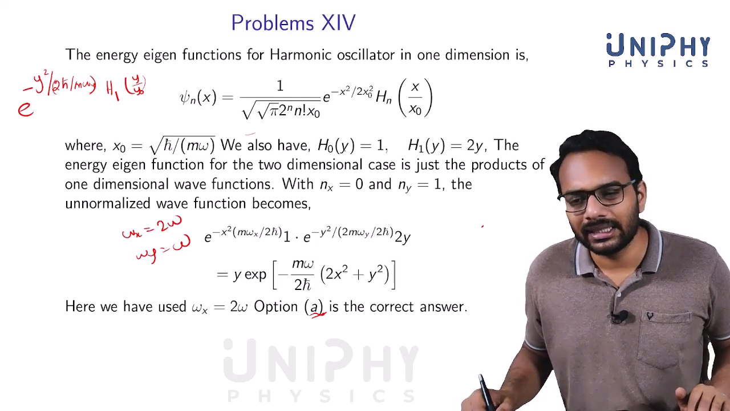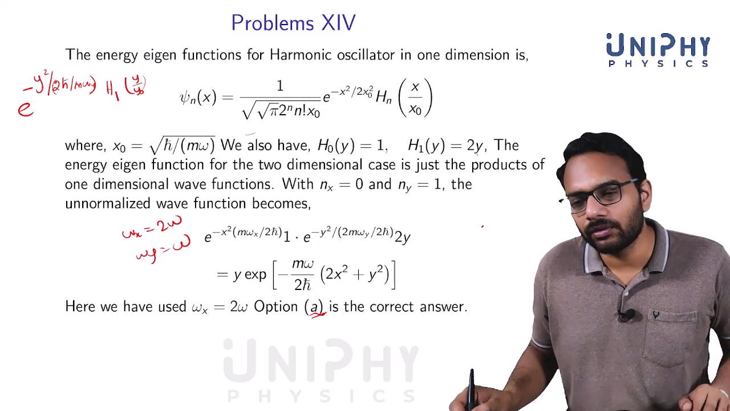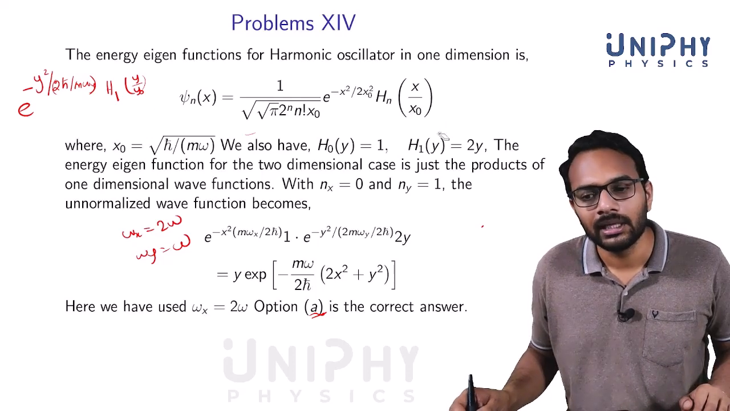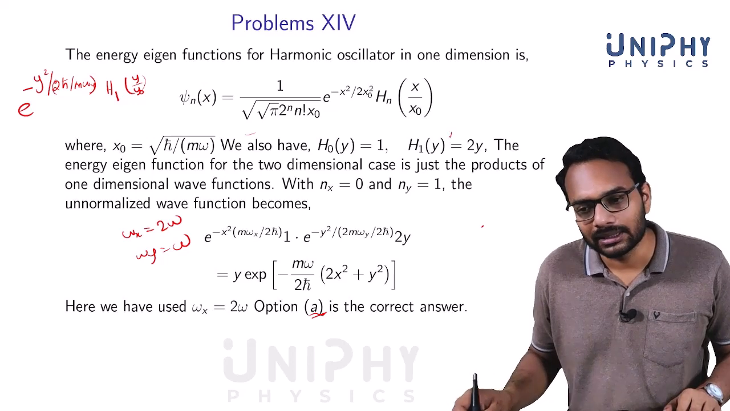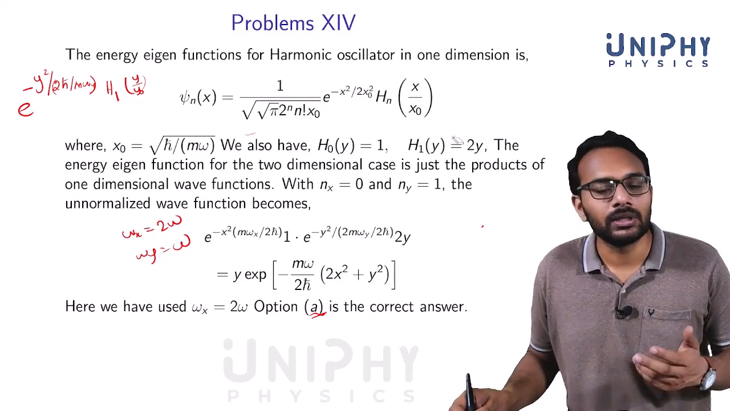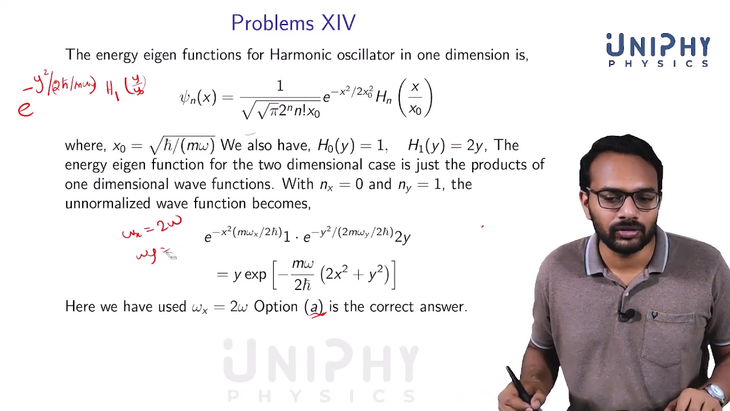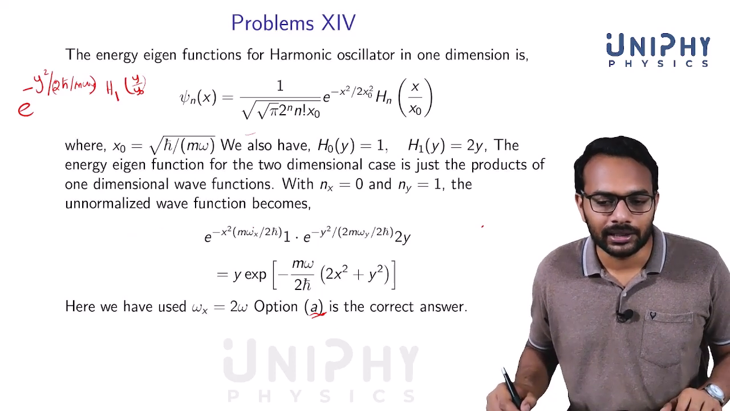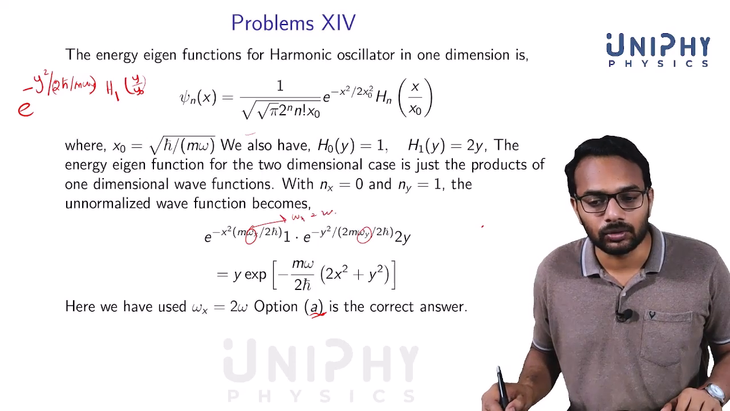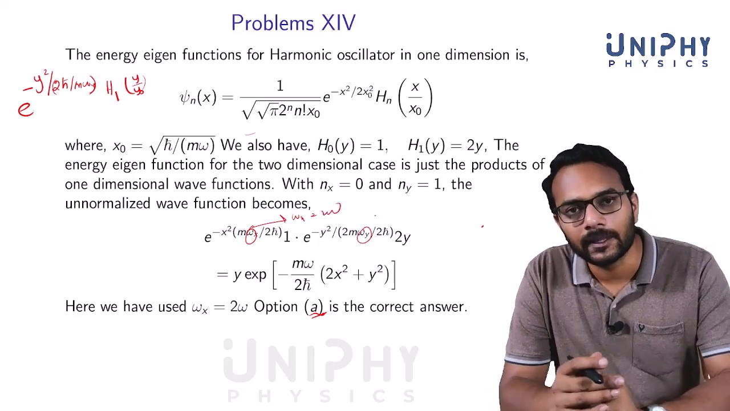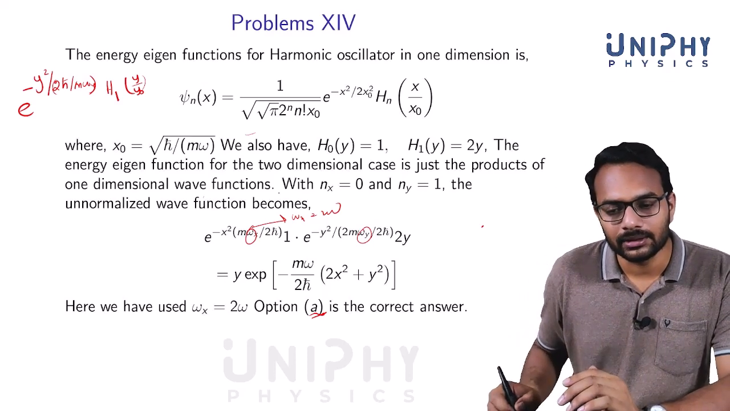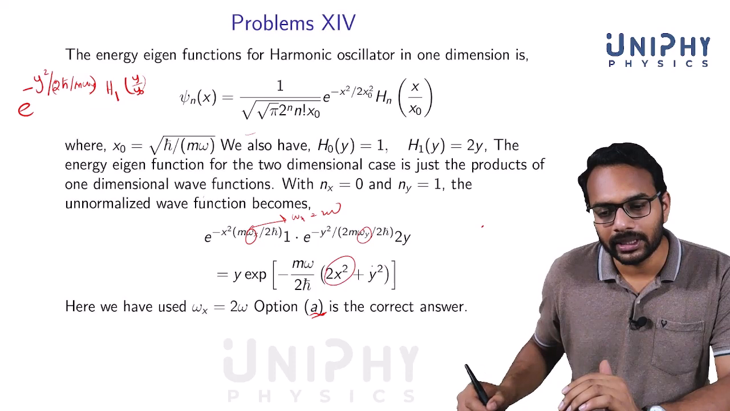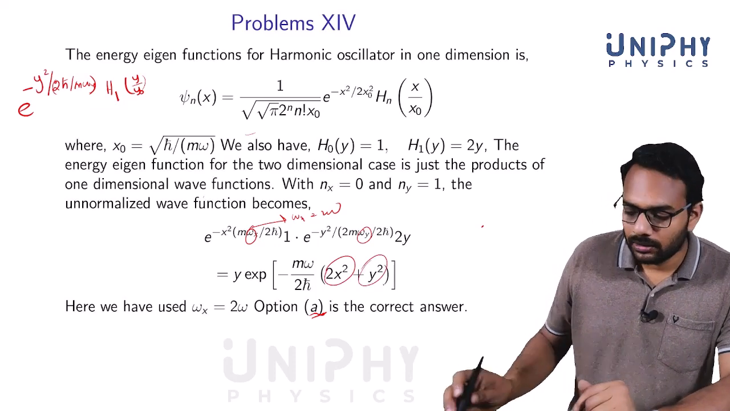So h0 of y, we know it's 1, but h1 of y is equal to 2y. This also you had to remember, and those who remembered this particular result could have answered this question. We have to be a bit careful here because you write omega x here and omega y here. You have to remember that omega x is equal to 2 omega and omega y is equal to omega. And then you will get this final answer, because omega x is 2 omega, that's why we have got a 2x square and a y square there.